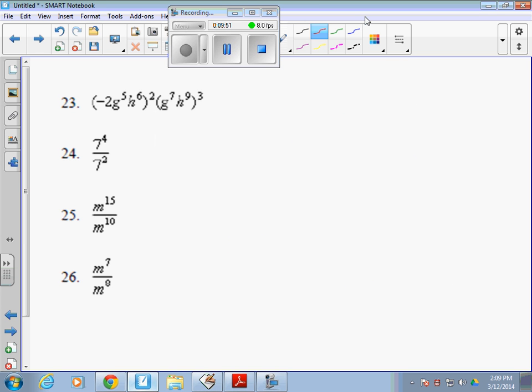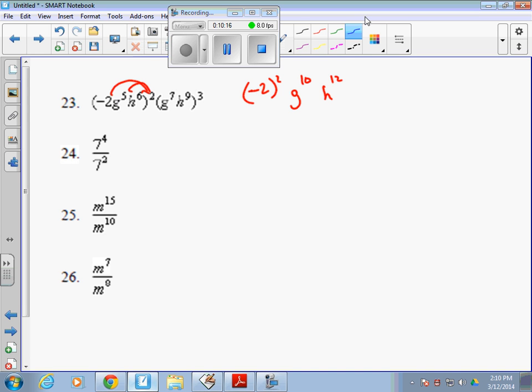Number 23 says negative 2 g to the 5th, h to the 6th squared, g to the 7th, h to the 9th cubed. The squared is being given to everything. So negative 2 squared acts like it's in parentheses. G to the 5th squared is G to the 5 times 2, which is G to the 10th. And H to the 6th squared is H to the 6 times 2, which is H to the 12th.